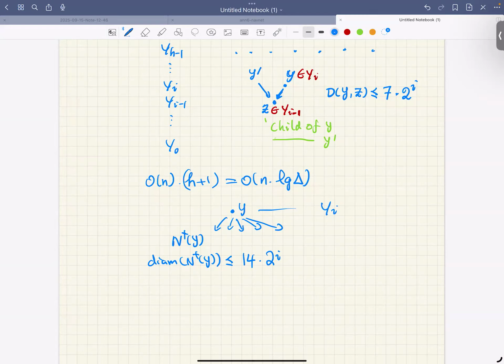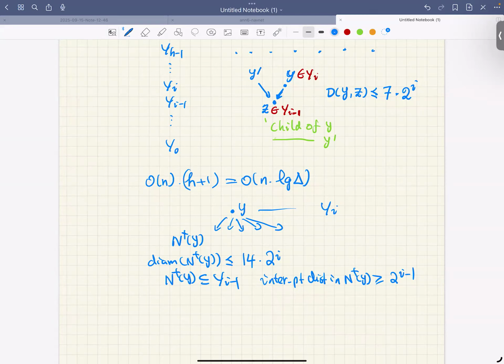So that's the diameter. On the other hand, don't forget, this N plus of y is a subset of another net. Y_{i-1} is a net. So any two points there must be separated. So the inter-point distance in N plus of y has to be at least 2 to the power of i minus 1. Now you have D max and D min, so you can bound the aspect ratio, which is at most 28.